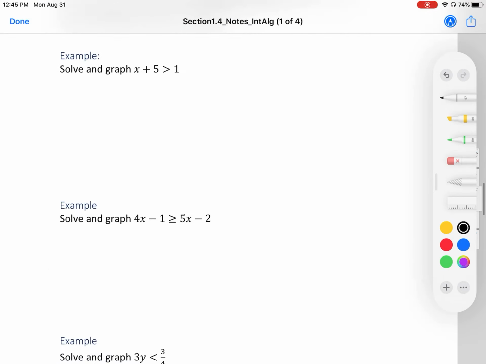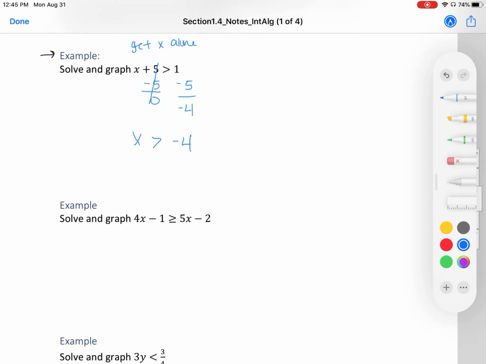Let's see it in action. Let's do this first example. I'm asked to solve and graph. I want to solve, so that means get x by itself. So I must move that 5. I can move that 5 by making it 0 by subtracting, and what I do to one side, I do to the other. 5 minus 5 is 0. 1 minus 5 is negative 4. So I'm left with x is greater than negative 4.